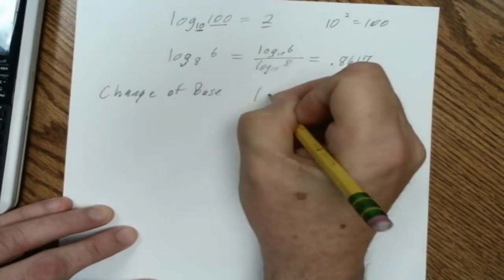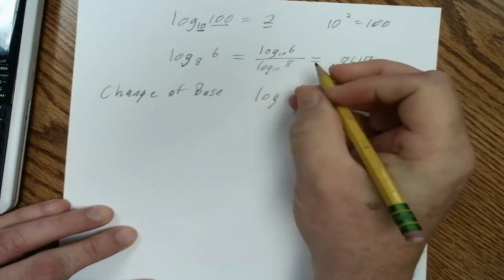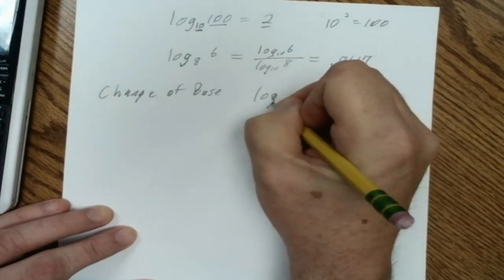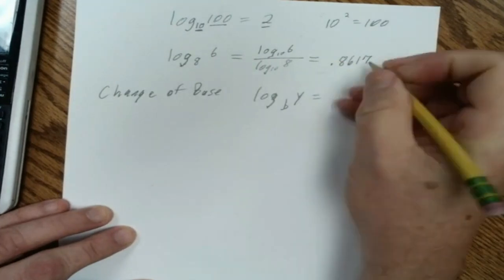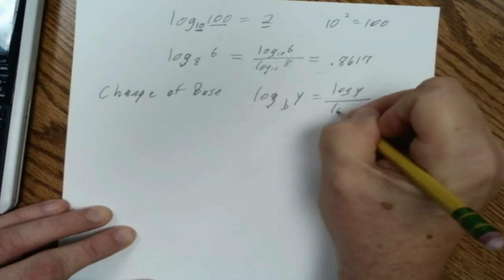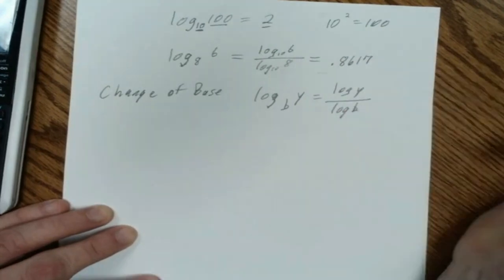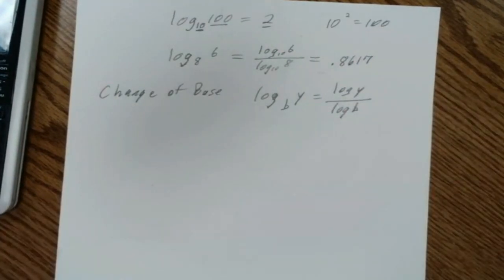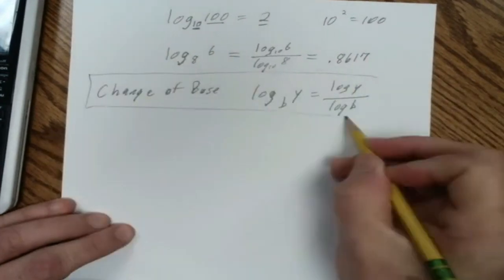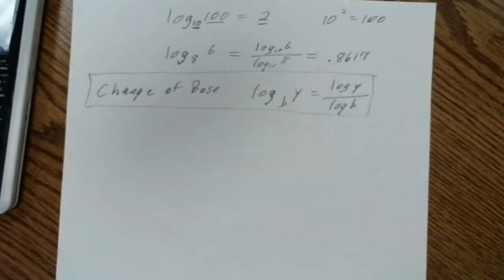And it basically says the generic form would be when you have log b of y. It's the same thing as log y divided by log b. Okay, so that's the change of base formula. Very useful so that you can use any calculator to figure out a logarithm answer on that.